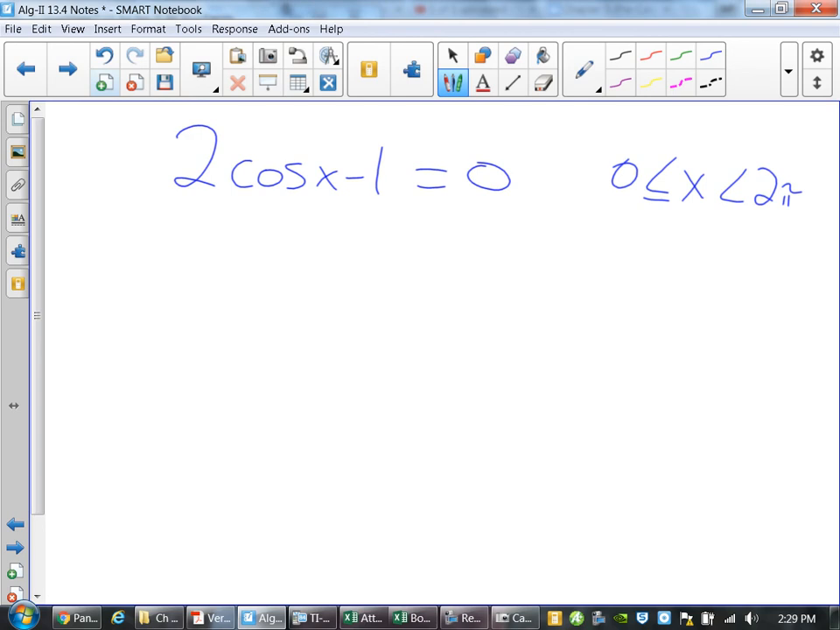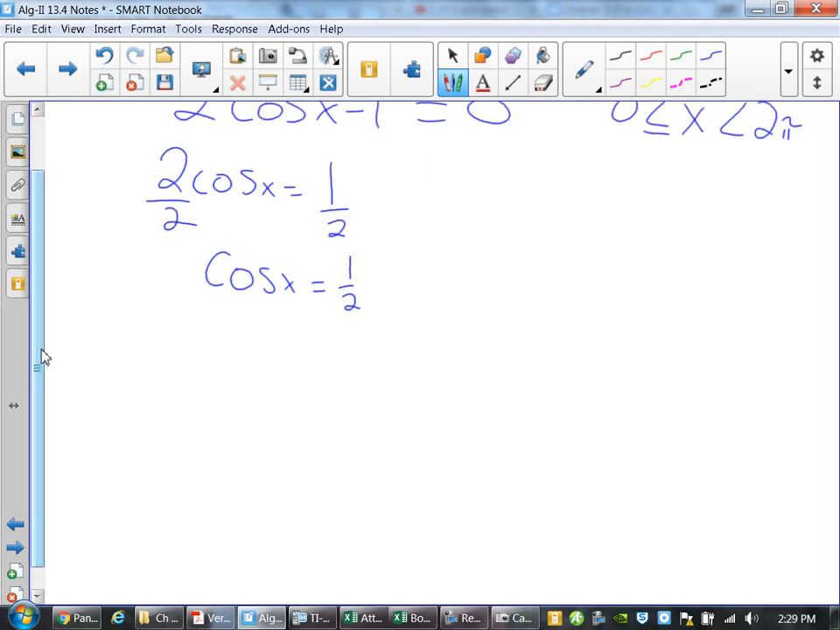Now, if this was just 2x minus 1 equals 0, what would you do to solve for x? Add 1, divide by 2. Okay, what do you think you do now? Add 1, divided by 2. So you get 2 times the cosine of x equals 1, divided by 2. Cosine of x equals 1/2. Which means x will be what angle has the cosine of 1/2.